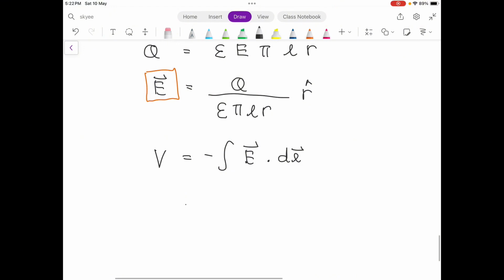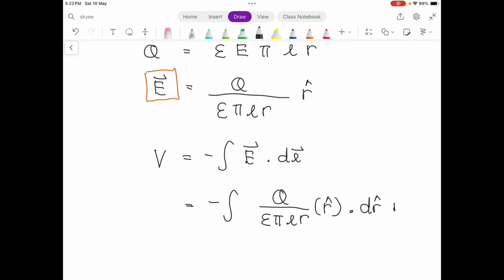Okay, so it will be negative integral of Q over epsilon pi L R dr. The directions will be dr. Let me put the directions, because this is a dot product, so you have directions, dr and r.